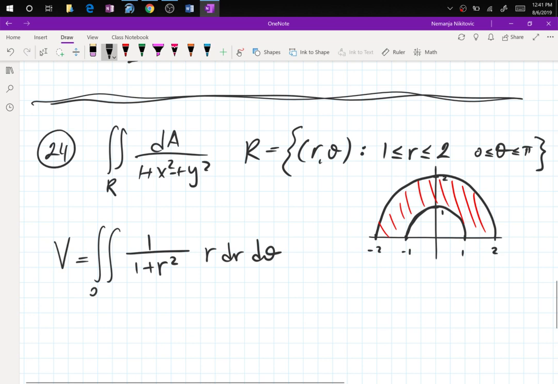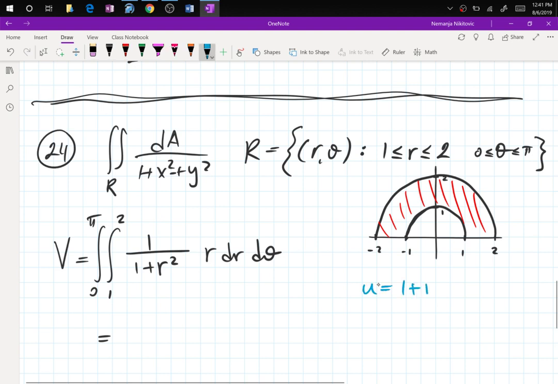Theta is 0 to pi. That's given to us right there. 0 to pi, and the radius is 1 to 2. Yeah, this is easy to integrate. That would be arctangent, but it's not arctangent because of this r. It's actually basic u sub.